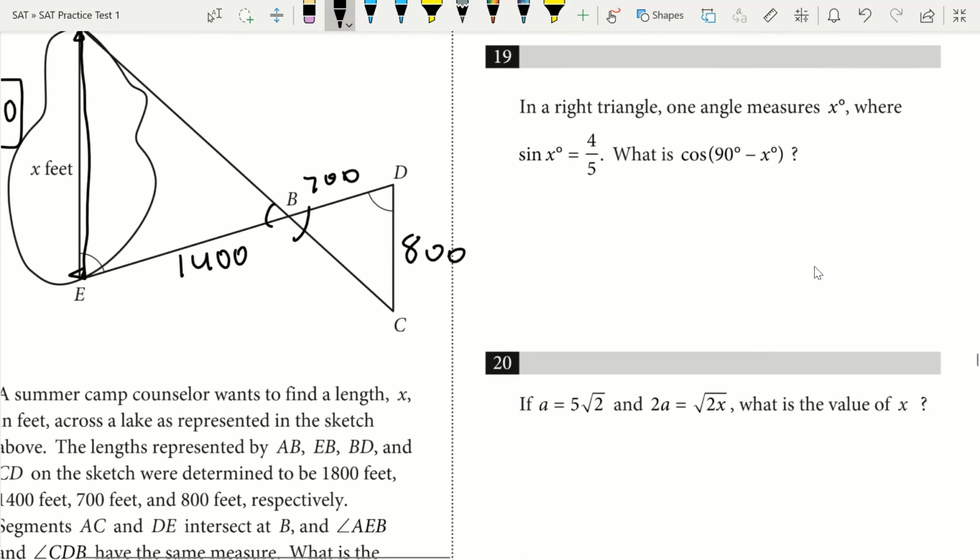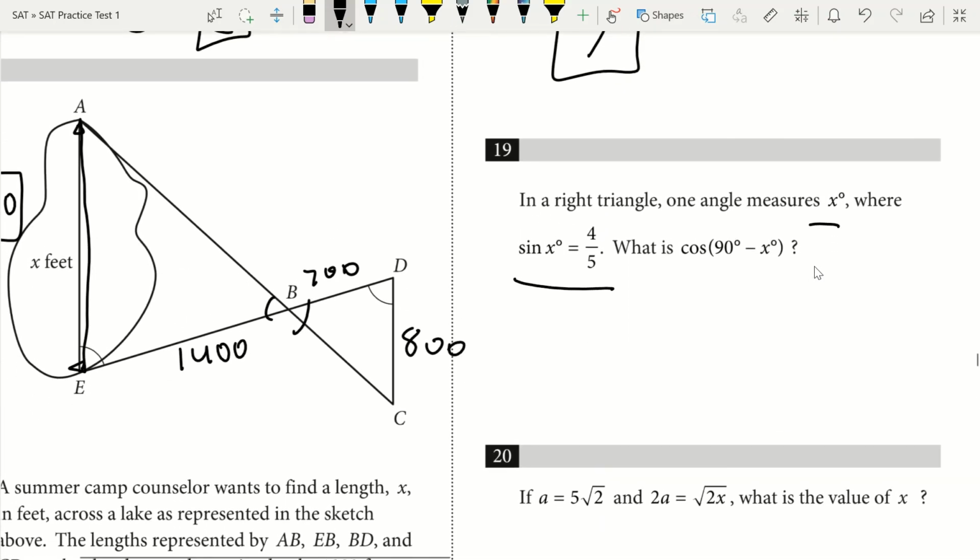Question 19, in a right triangle, one angle measures x, where sine of x equals 4/5. What is cosine of 90 minus x? I'll show you real quick. If this angle is x, 90 minus x is going to be that angle here. So if x has a sine of 4/5, opposite over hypotenuse, is going to be 4/5. What is the cosine of 90 minus x? That's also going to be 4/5.